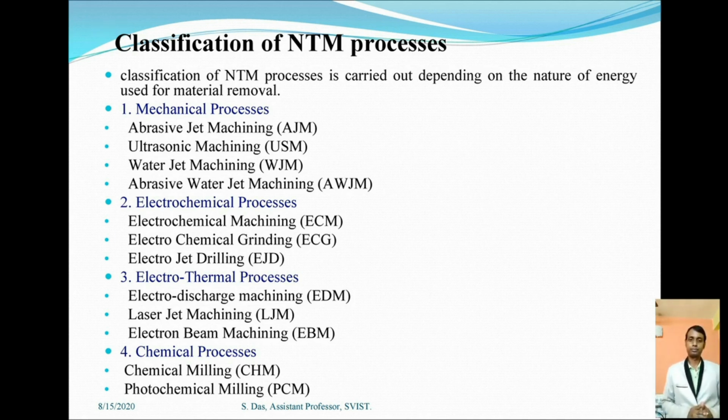In the mechanical process, examples are abrasive jet machining, ultrasonic machining, water jet machining, abrasive water jet machining, etc. In the electrochemical process, electrochemical grinding, electrochemical machining, electrojet drilling, etc. In the electrothermal process, electrodischarge machining, that is EDM, laser jet machining, electron beam machining, etc. And the last one is the chemical process, where chemical milling and photochemical milling are involved.